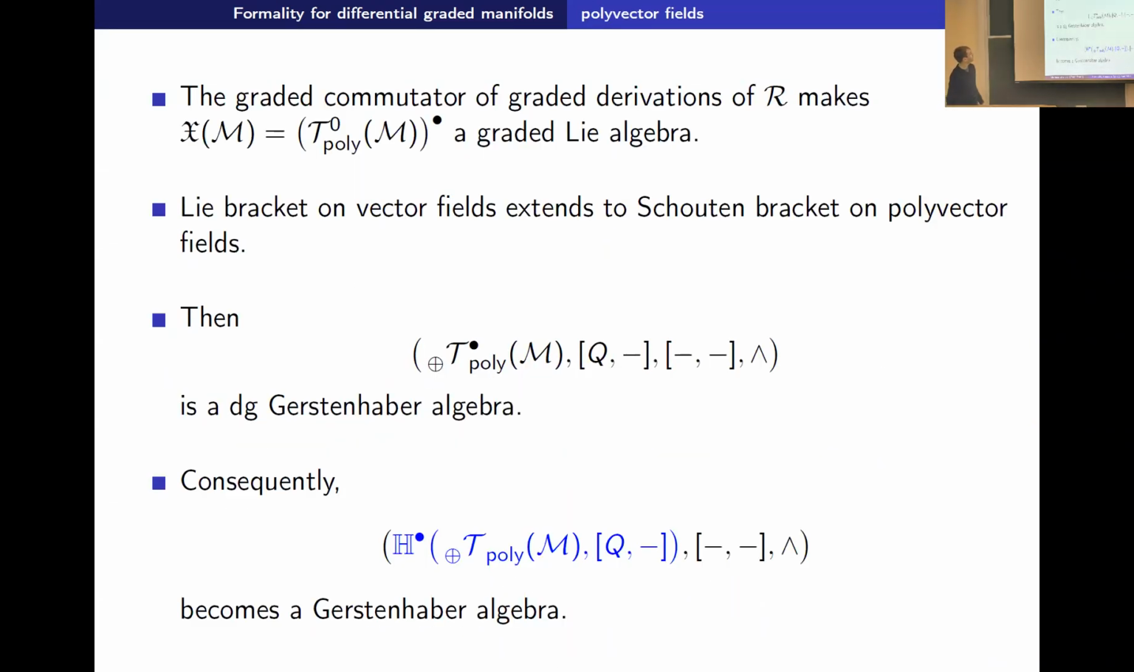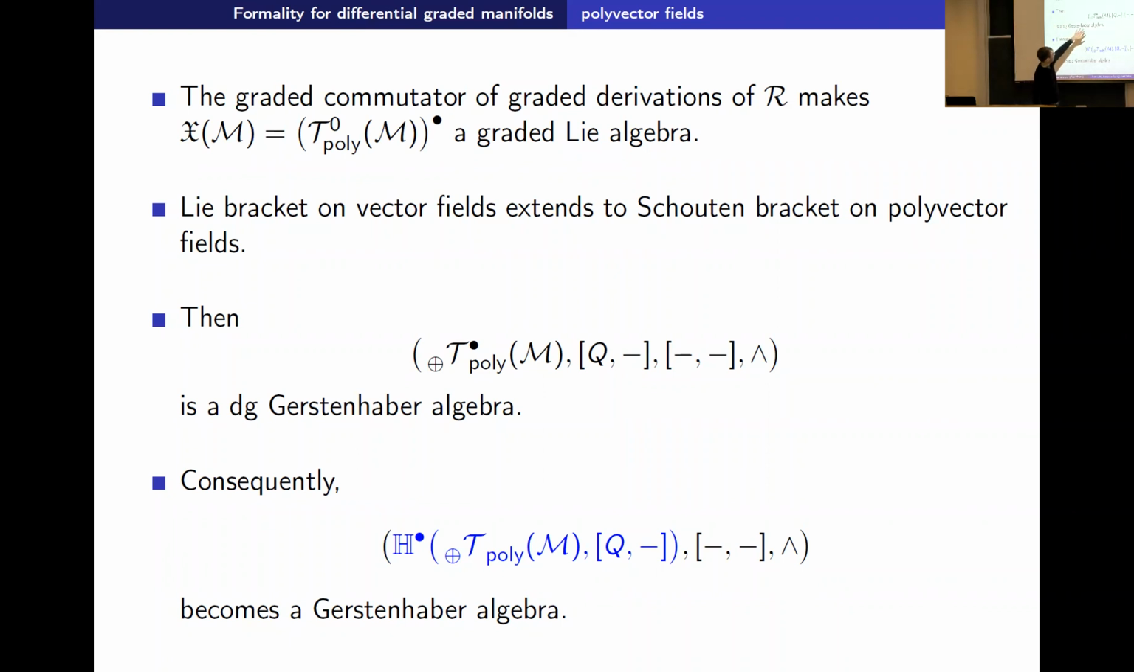Okay. So yeah, you've got your DG manifold. So you've got this sheaf of functions, which is a sheaf of algebras, and then you can give sense of differential to vector fields simply as derivations of that sheaf of algebras. And then you have a notion of commutator of derivations, and that graded commutator of graded derivations makes your sheaf of vector fields on curly M into a graded Lie algebra. And then the Lie bracket of that Lie algebra extends to multi-vector fields in the form. So you have a generalization to this context of the Schouten bracket.